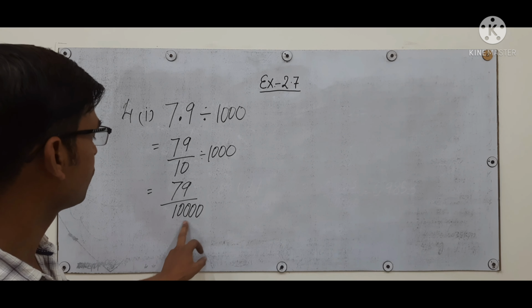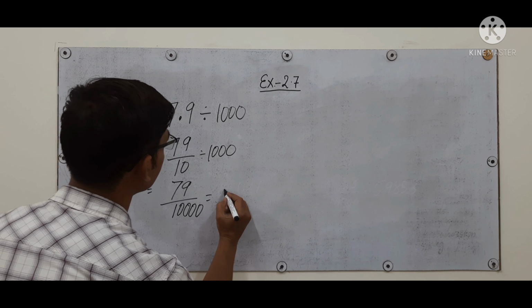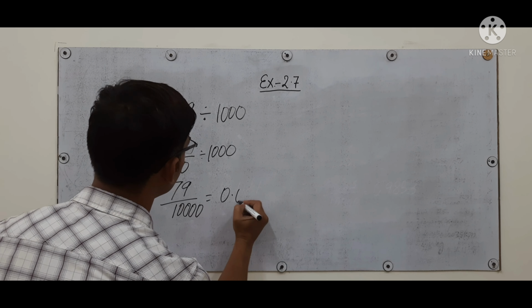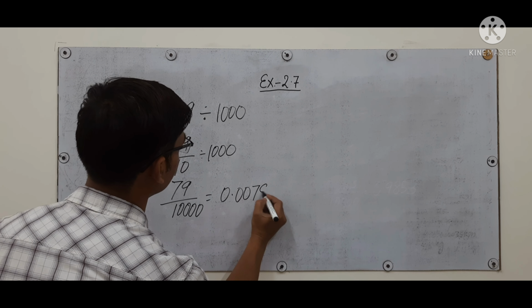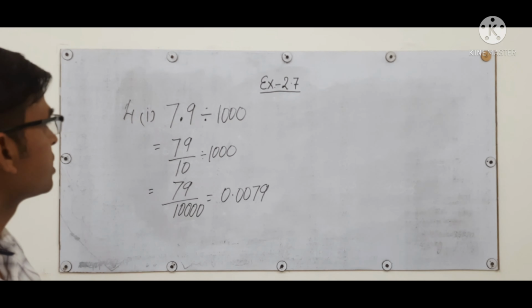So here there are 4 zeros and above there are 2 digits. So what will we do? Yes, correct, we will just put 2 zeros before 79. That is 0.0079. Why? Because there are 2 digits. If we divide it, then it will become 0.0079.